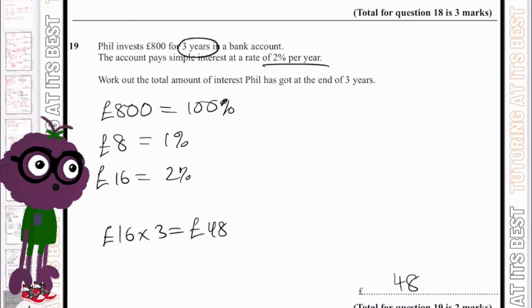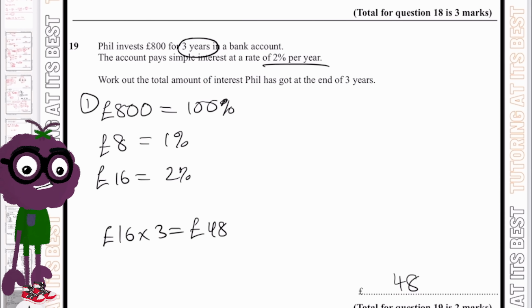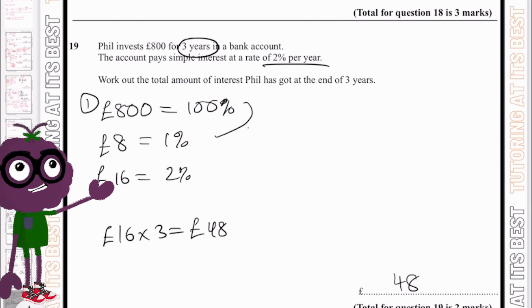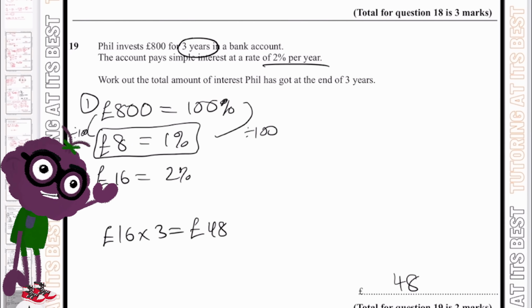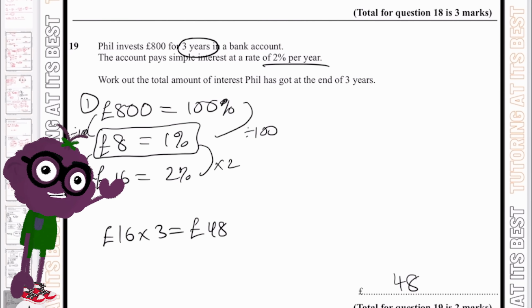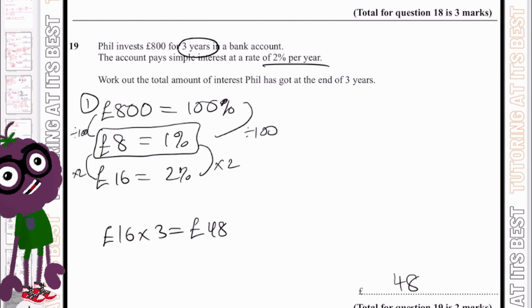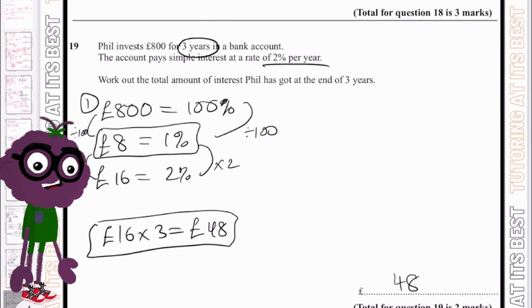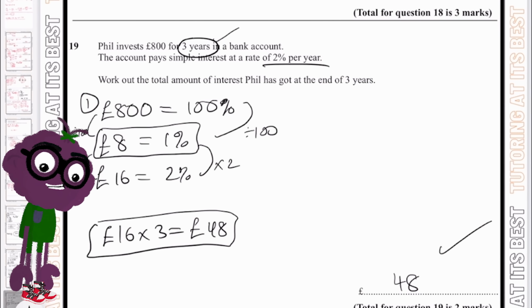So what have I done? I've seen that £800 is 100%. I've then divided both sides by 100, and that's given me £8, which is 1%. And then I've times it by 2, and that's given me £16 for 2%, before finally multiplying it by 3 for 3 years, and that gives me £48.